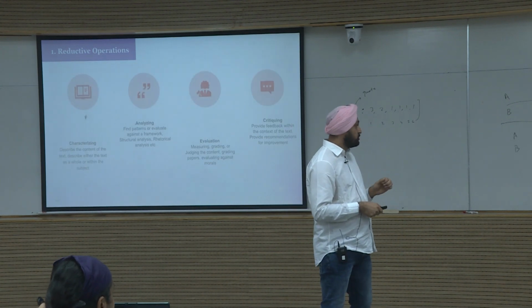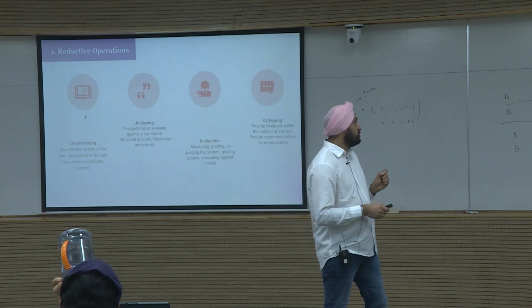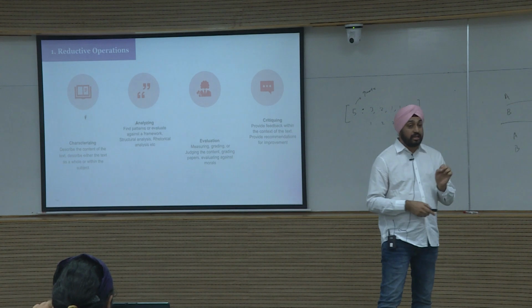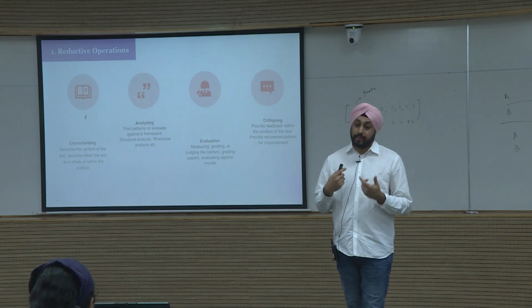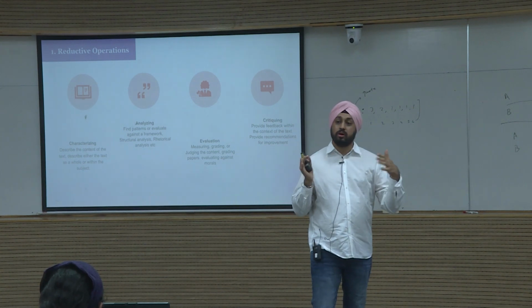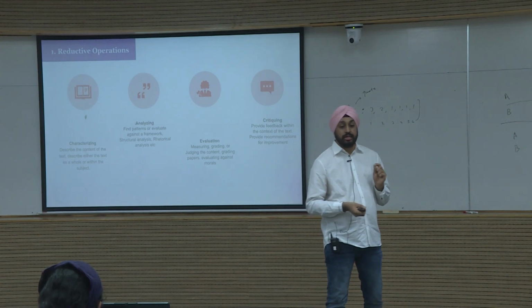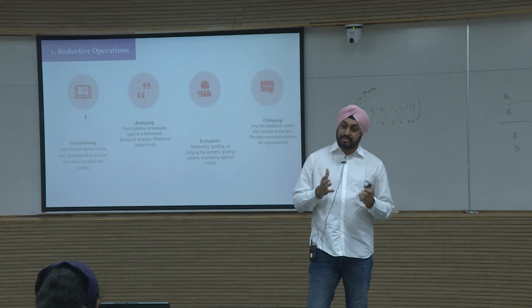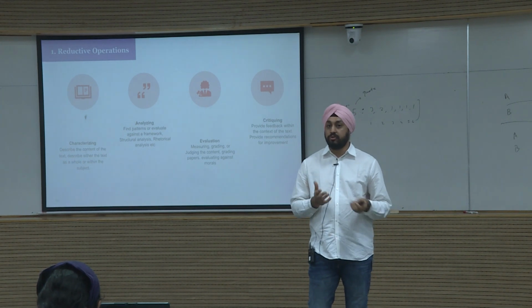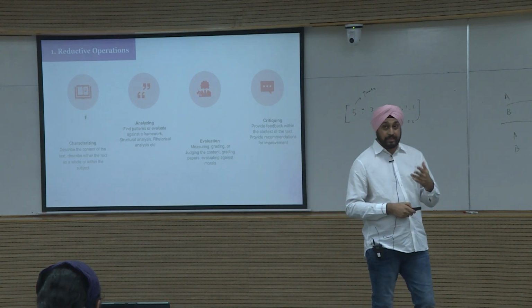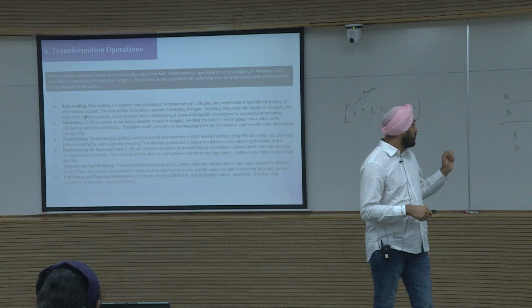There are four more. There is characterizing, there is analyzing, evaluating, and critiquing. These are, again, operations that you can perform on text, right? And these are reductive in nature because you're not essentially changing the nature of text. You're just, in a sense, extracting key meaningful things out of that. And there are blurring boundaries between these three. So, you know, again, a disclaimer there.